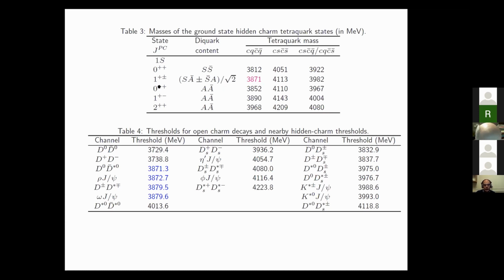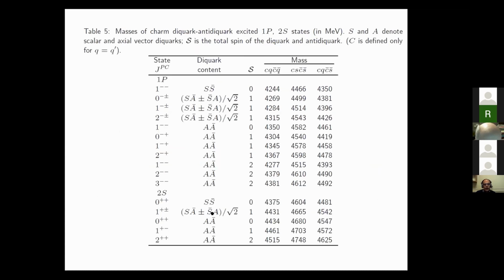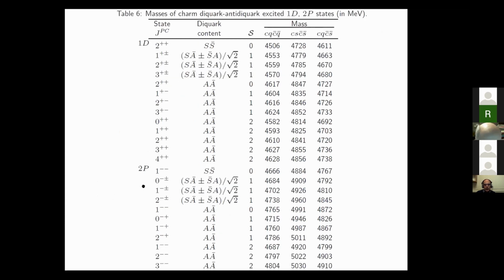And as we see here, for the state 1++, we get the prediction of the mass 3871, which is very close to the corresponding thresholds, which are given here in this table, and almost coincides with the mass of the famous X(3872). And now we can also calculate the excited states: the 1P excited state, 2S excited states, and 1D, 2P states. Their predictions for their masses are given in these tables.